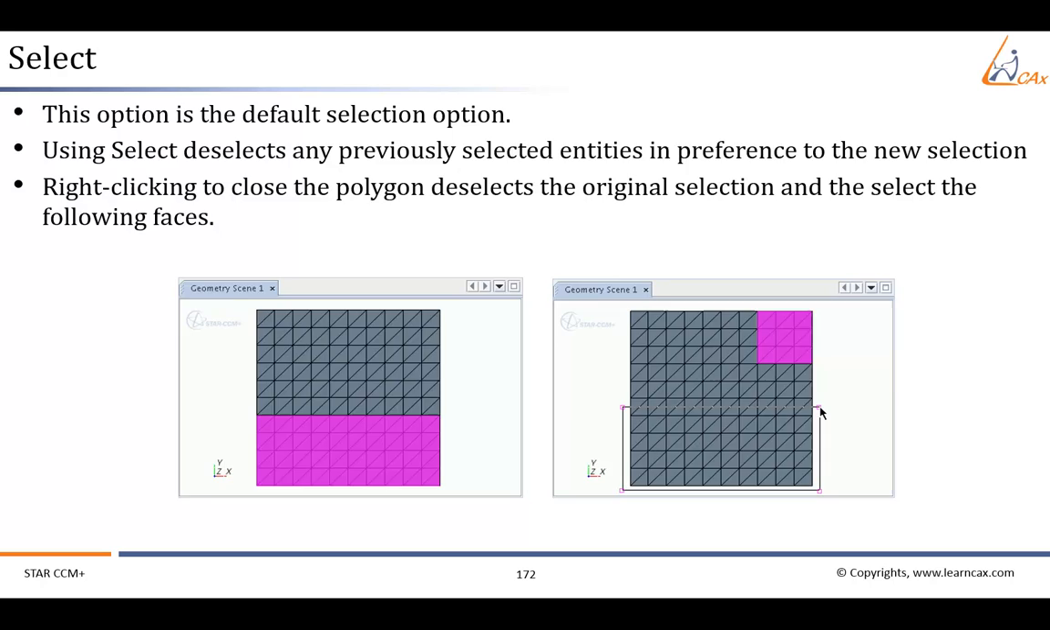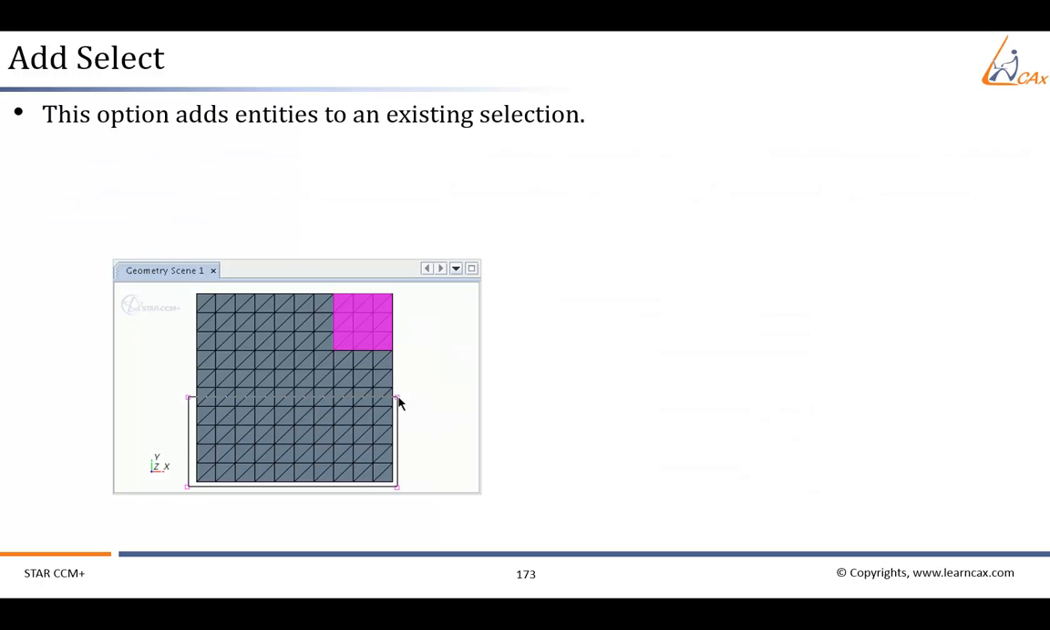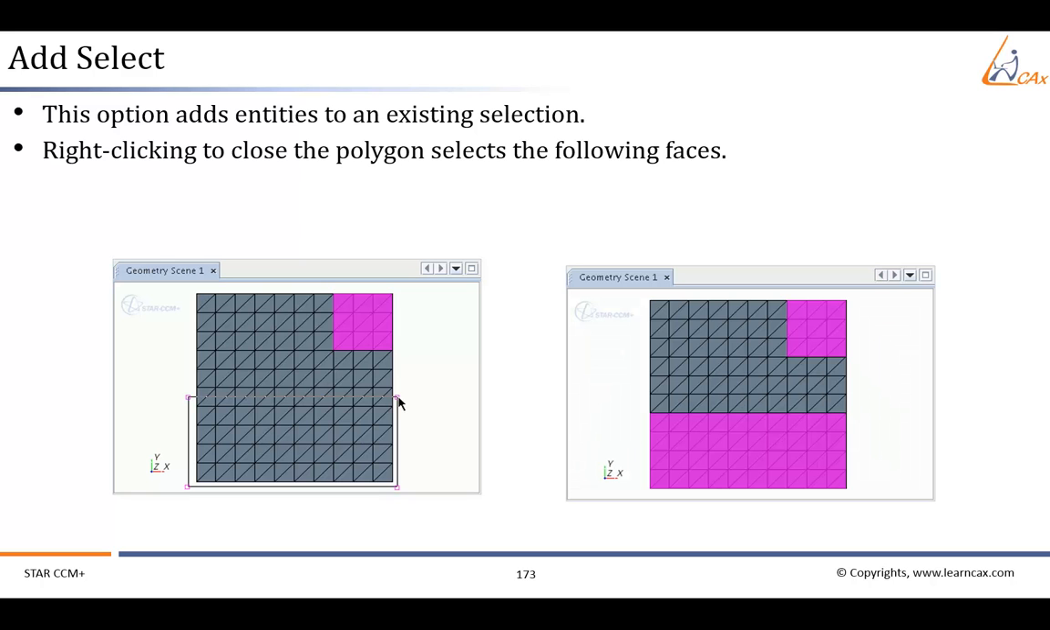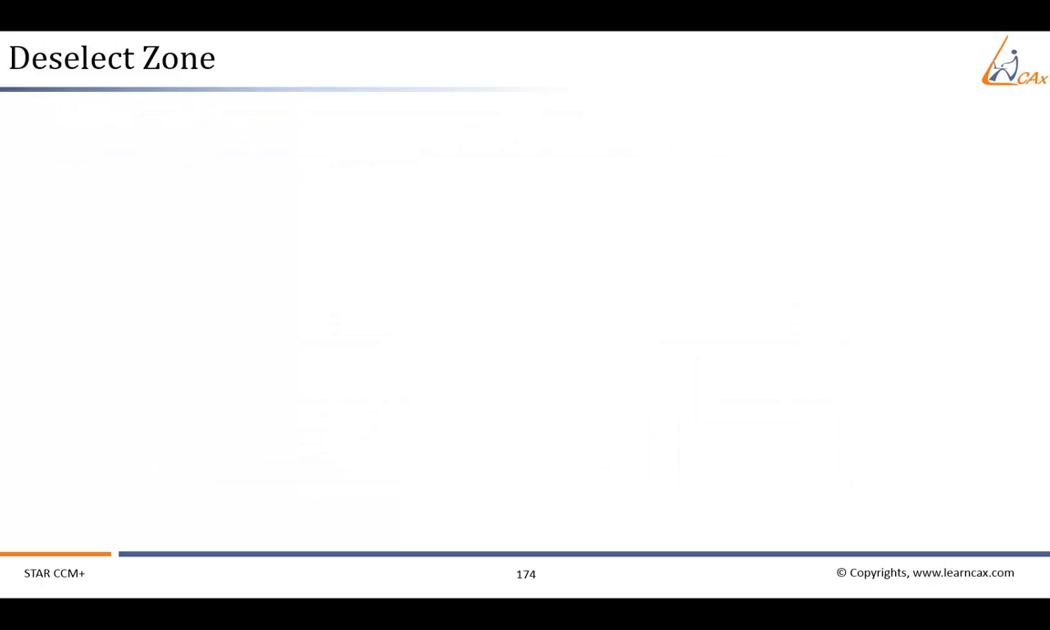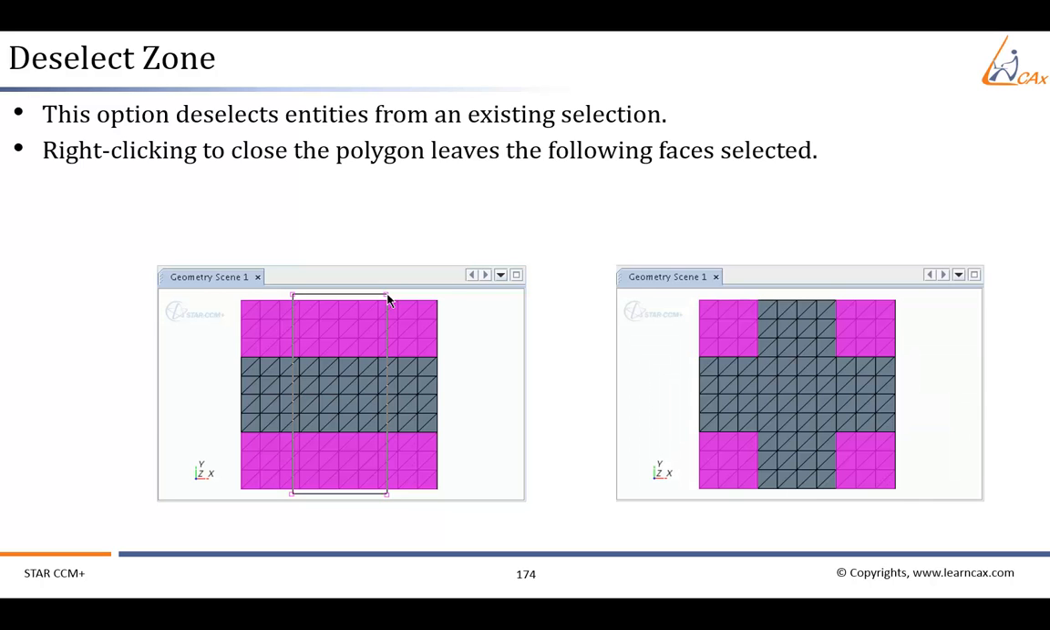The next option is Add Select. This option adds entities to an existing selection. Right-clicking to close the polygon selects the faces. The next is Deselect Zone. This option deselects entities from an existing selection. Right-clicking to close the polygon leaves the following faces selected.